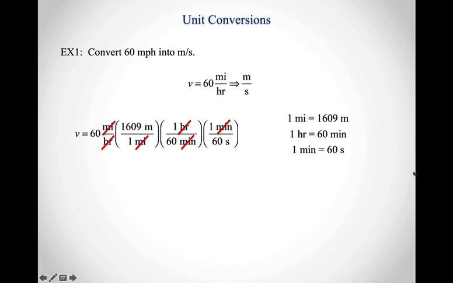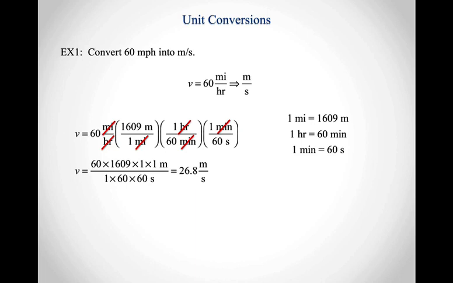I just need to multiply everything out. So I've got the initial 60 times the 1609 on top times 1 times 1. All that gets divided by 1 times 60 times 60. So that's just setting up the math to leave myself with a speed in meters per second, and my calculator tells me that it happens to be 26.8 meters per second.